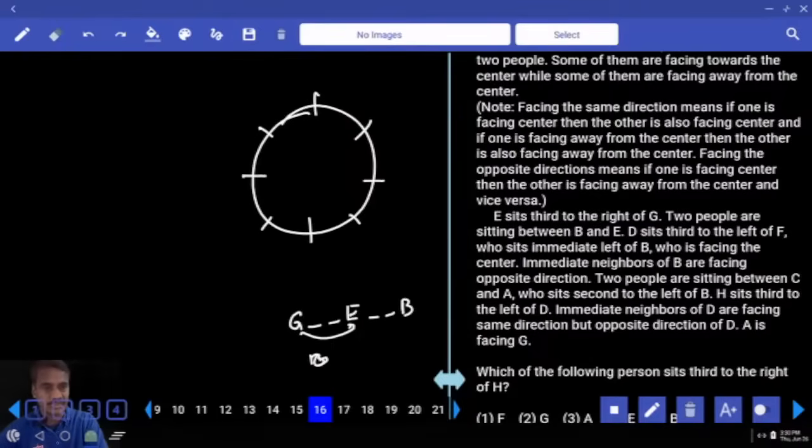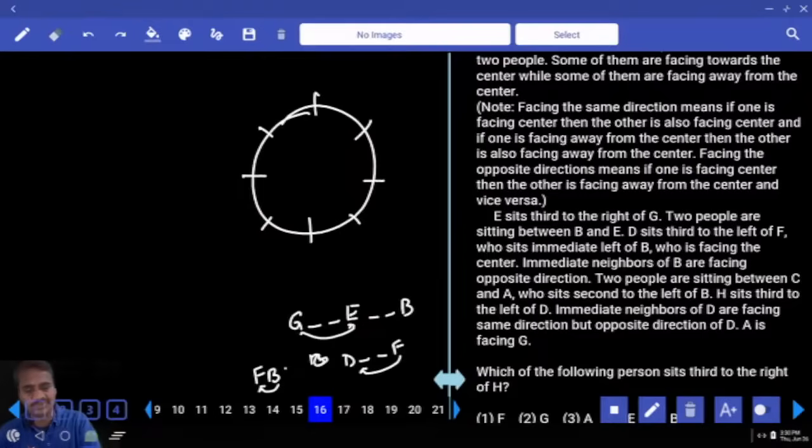Then next one, D sits out to the left of F. Now this D is seated out to the left of whom? Out to the left of F. And F sits to the immediate left of B. F is to the immediate left of whom? F is to the immediate left of B.